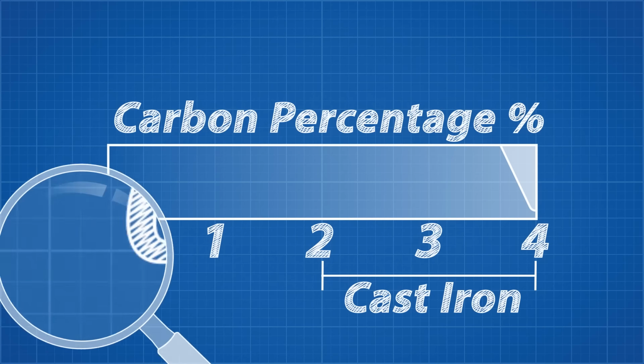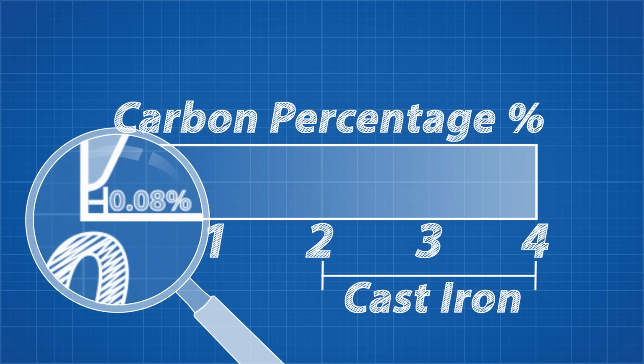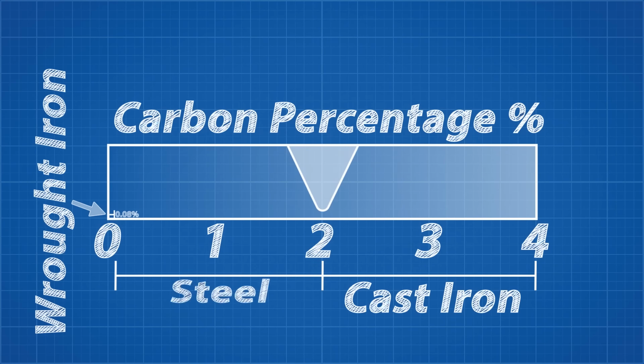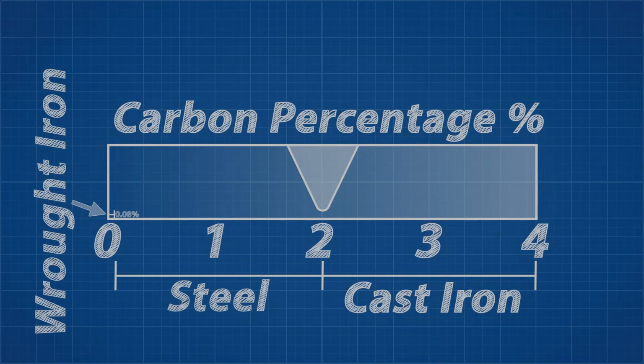Wrought iron contains less than 0.8% carbon, which makes it a much better material for applications like this, as it is ductile, allowing it to bend under loads without breaking. But it has a low carbon content, which makes it a lot softer than cast iron. Steel is between the two, with a carbon content between 0.8 and 2%, giving it an ideal balance between hardness and ductility. The history of iron is defined by our ability to control that carbon content.